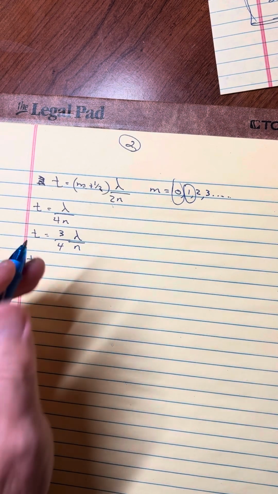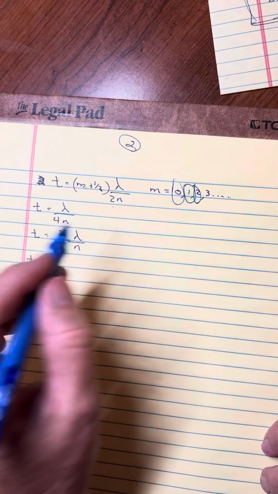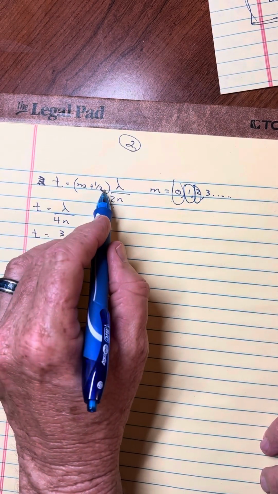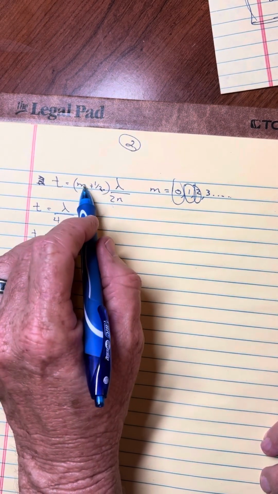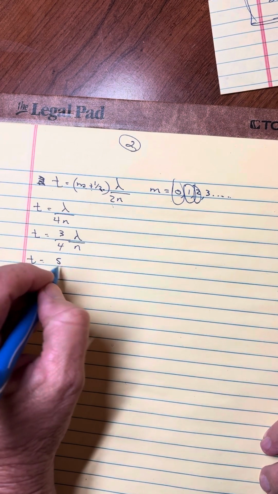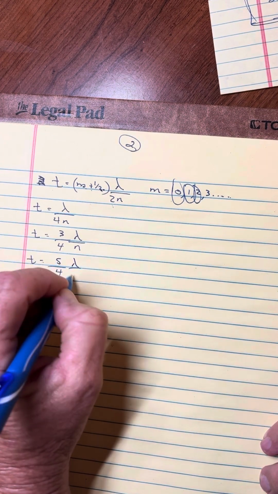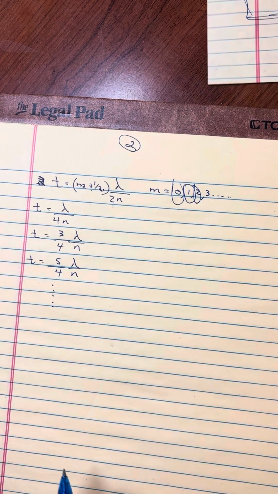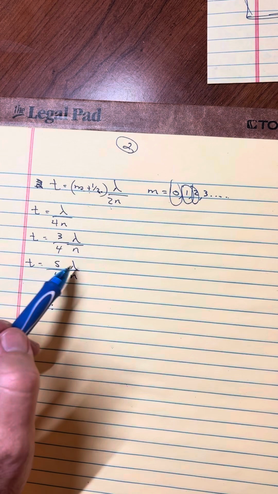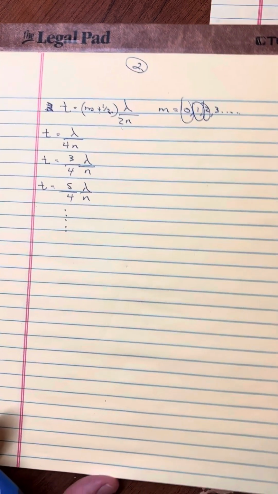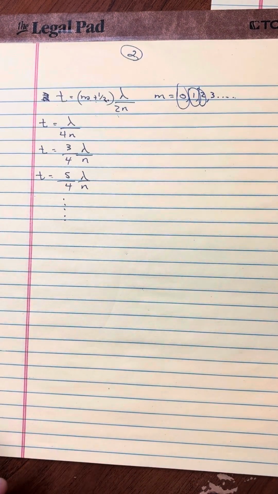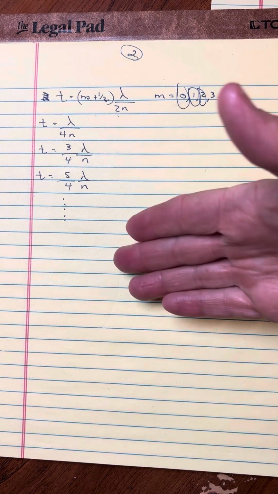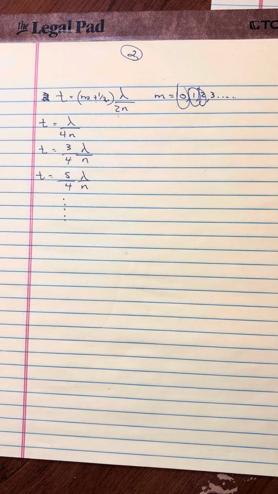The next appropriate thickness, m would equal a 2. 2 plus a half is 2.5, that's like 5 over 2, and so that makes 5 over 4, lambda over n. And then, of course, all kinds of other thicknesses. And that's for a particular wavelength. And because this problem is sending in white light, we can say we have any appropriate wavelength.